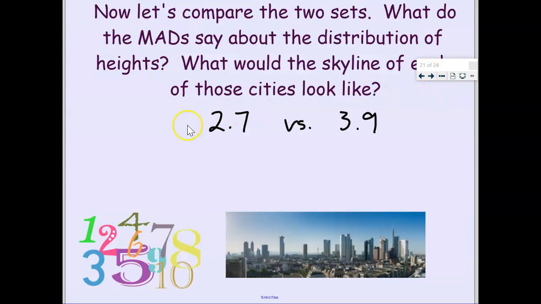So let's look at those two skylines. The first one was 2.7. The second one was 3.9. What do the MADs say about the distribution of heights? What would the skylines of each of those cities look like? So I want you to think.